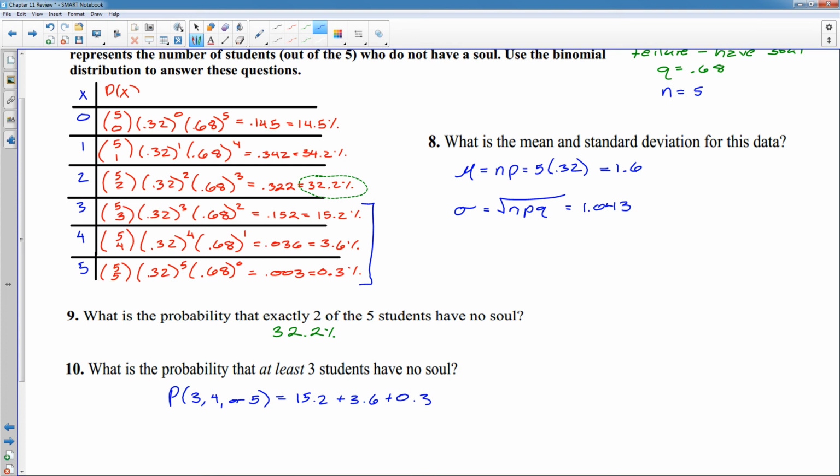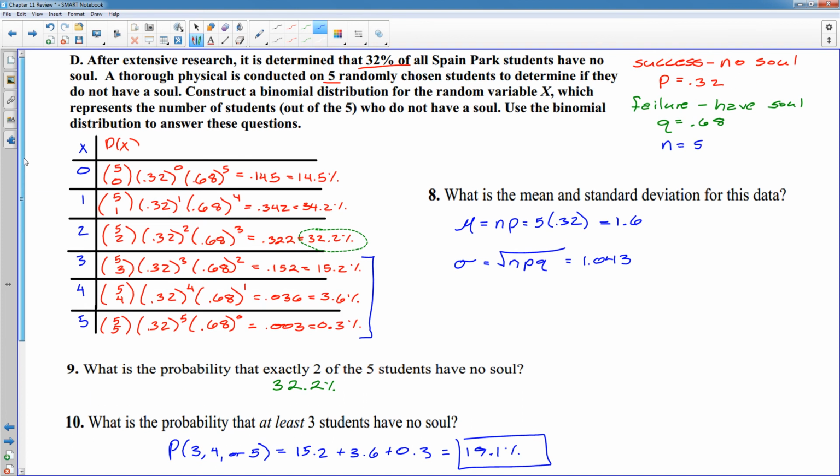When you punch that in, you get 19.1. So there is a 19.1% chance that 3, 4, or 5 of these students, at least 3, have no soul. So there you go with a binomial distribution with the TI-84.